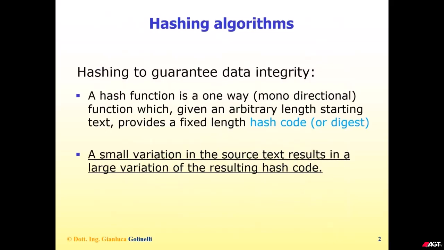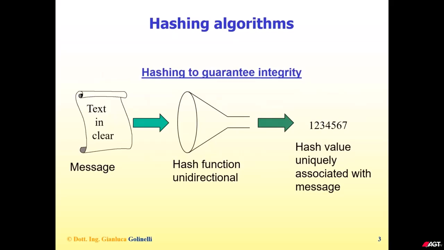Hash algorithms, starting from variable length input data, generate a fixed length bit sequence called hash code or digest of the data. Even just changing a single bit of the input data generates a completely different hash code. The hash algorithms are unidirectional, in the sense that from the knowledge of the hash code, it is not possible to trace the data that generated it.